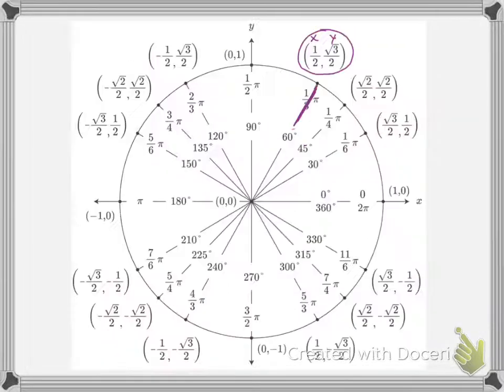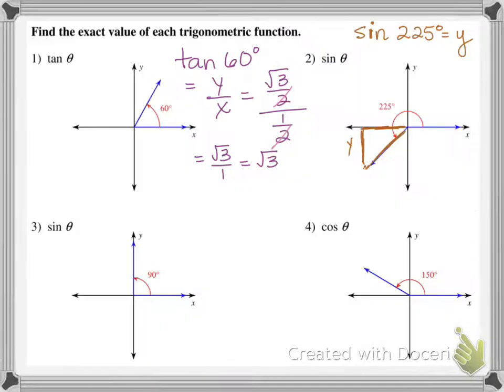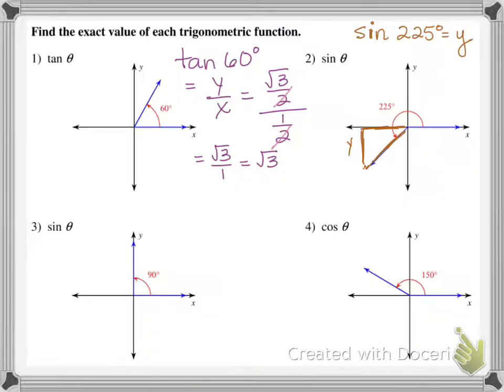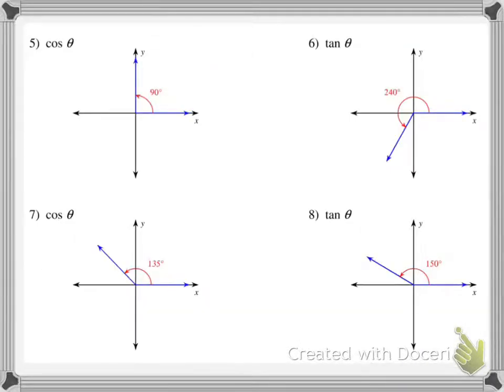So let's go to sine of 225. Here's 225, and so we are looking at these points. Sine means find the y, and the y here was square root of 2 over 2, but negative. So the answer to this is negative square root of 2 over 2. So I want you to pause the video here and do number 3, 4, and then 5, 6, 7, 8 on your worksheet.